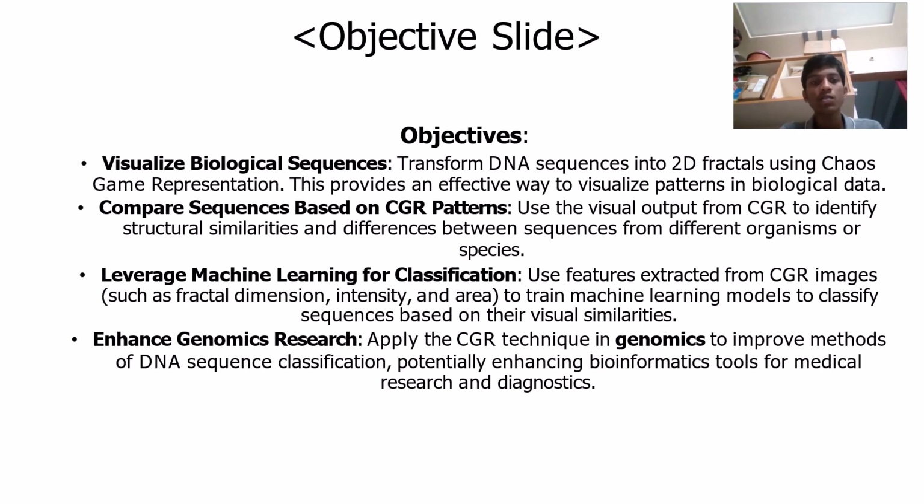The main objectives of this project are to visualize biological sequences, compare sequences based on CGR patterns, leverage machine learning for classification, and enhance genomic research. It contributes to improved tools for genomic research and diagnostics, mainly in hospitals and research centers. Here we apply machine learning on CGR for classification, and visualize the output of CGR to identify structural similarities between different organisms and species.